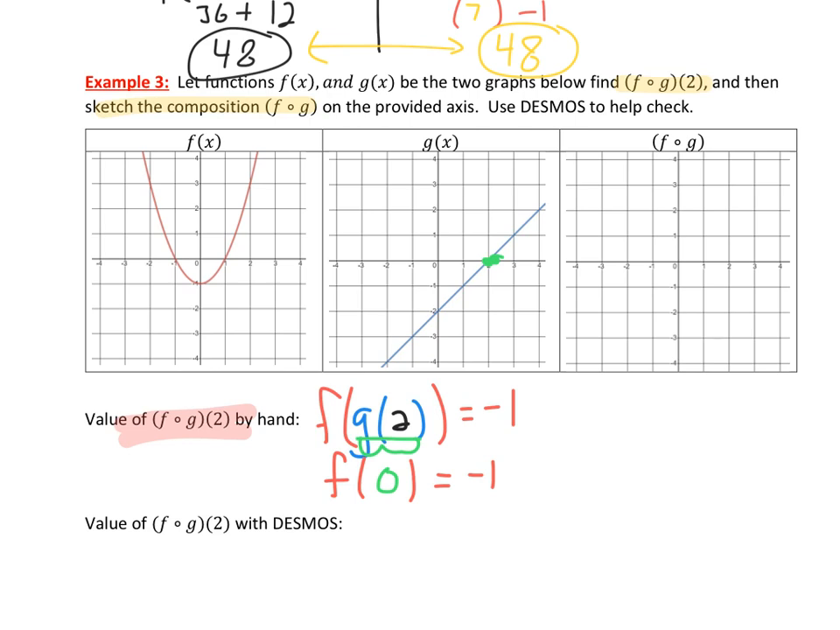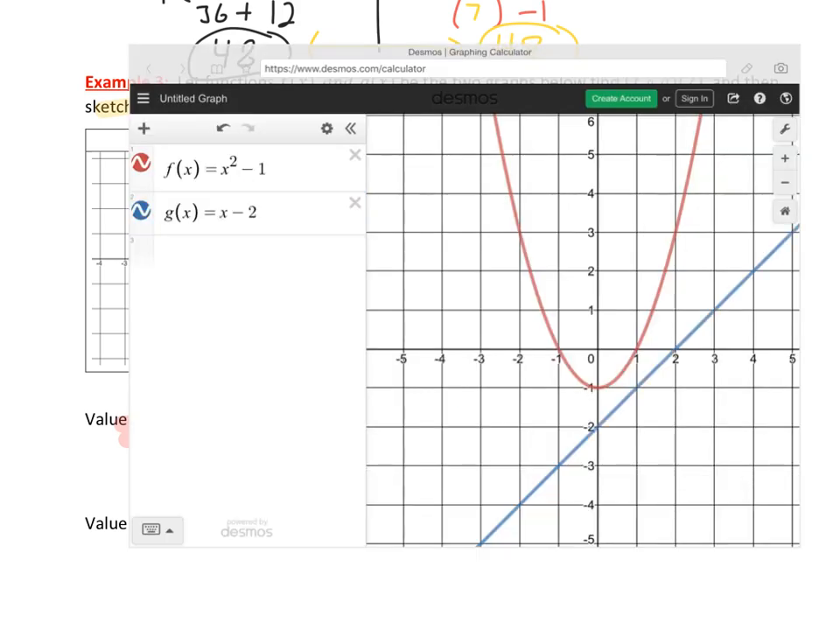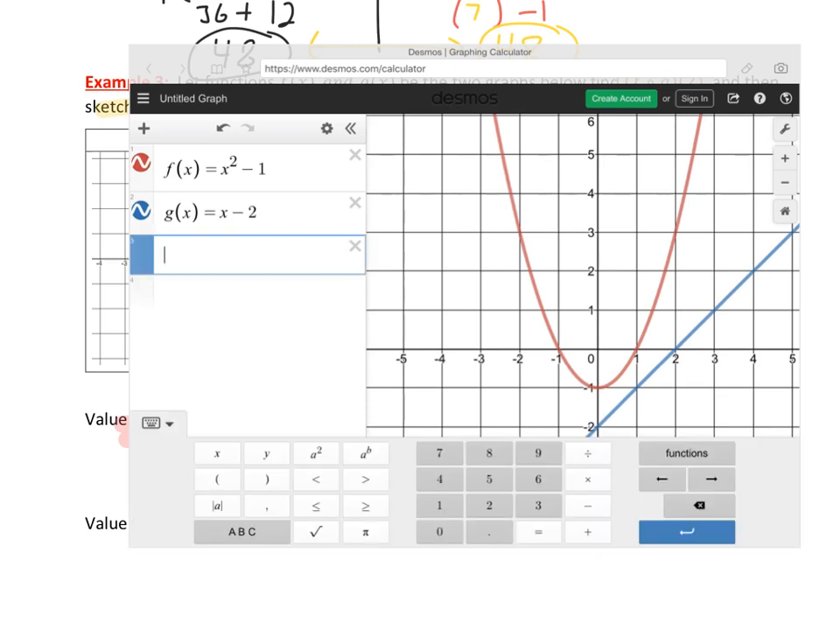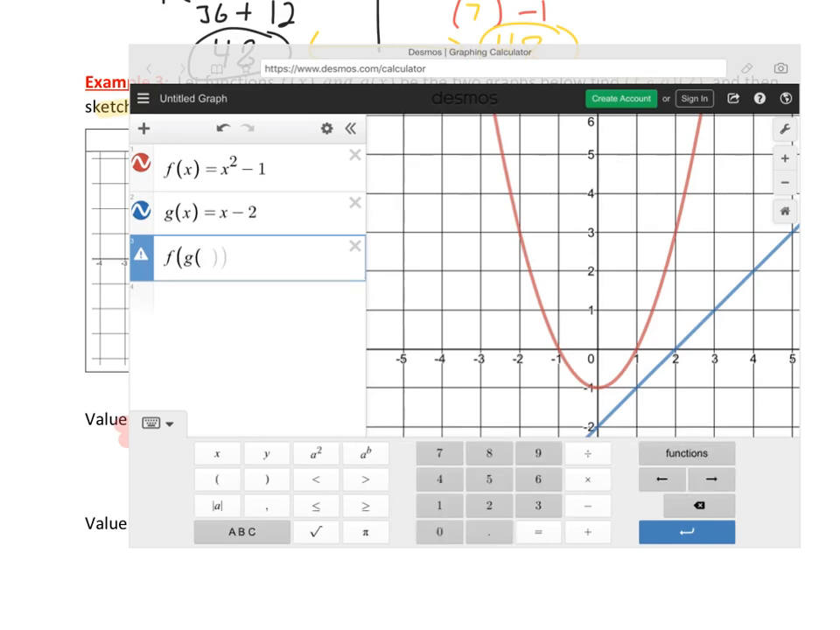Now I'm going to pull up Desmos here, and we're going to use Desmos to help us. Okay, here I've graphed both f and g. The f of x equation that we were looking at earlier is x squared minus 1, and the g of x equation that we were looking at just a second ago is x minus 2. So you can see that the red one is graphed here, the blue one is g of x graphed there. For the composition, we're going to look at the composition. So I'm going to go into my graph, and I'm just going to simply type f of g of x. So f of g of x is this green line.